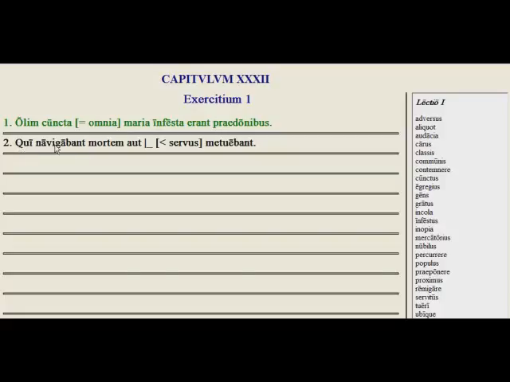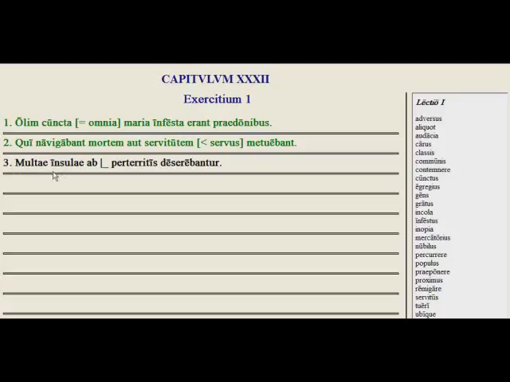Qui navigabant mortem aut blank metuebant, and the word comes from servus, which is slave. Those who were sailing feared death or, the word we want here is slavery. Feared death or servitutem.